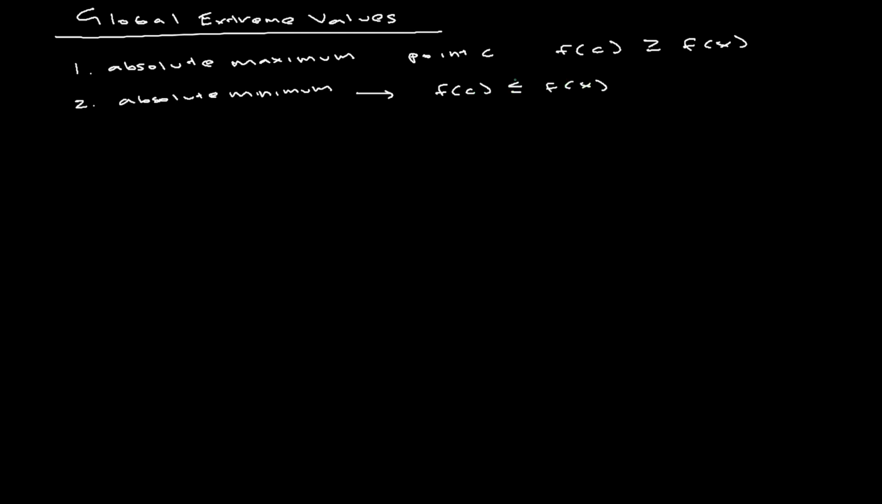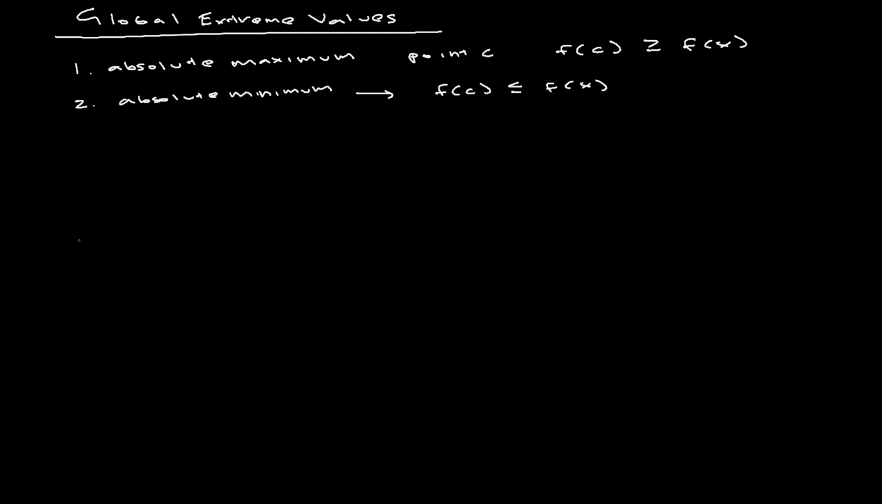Basically, all this is saying is an absolute maximum is the largest value the function can have, and an absolute minimum is the smallest value a function can have. And sometimes these absolute maximums and minimums don't really exist if we're talking about an unbounded interval, right?